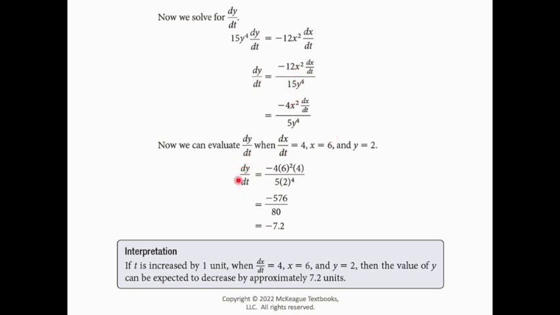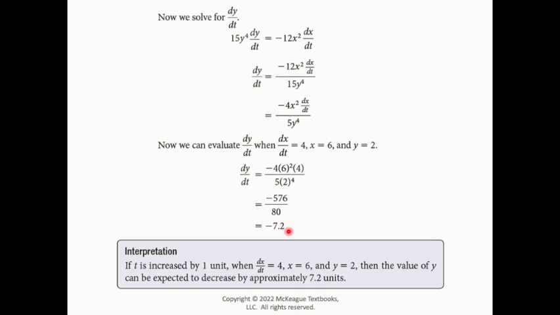Now, to figure out what the value of dy dt is, we're going to plug in the values that were given to us at the beginning in the question. We were told that dx dt was 4, x is 6, and y is 2. So when we plug all that in, we get that dy dt is equal to negative 7.2.